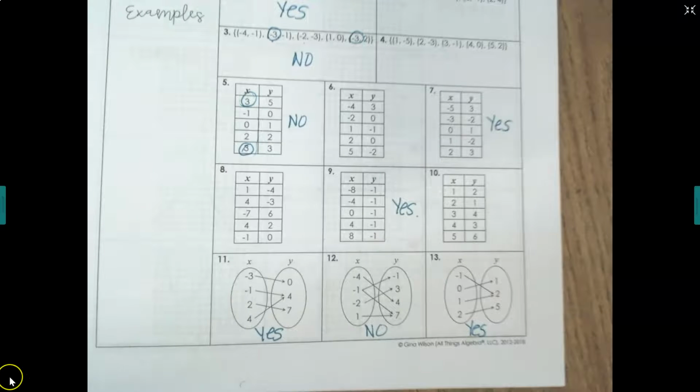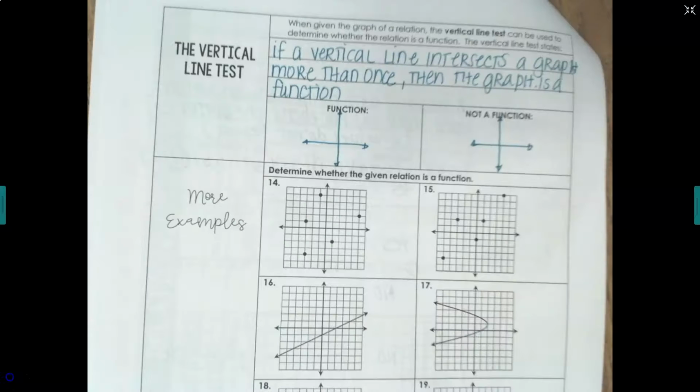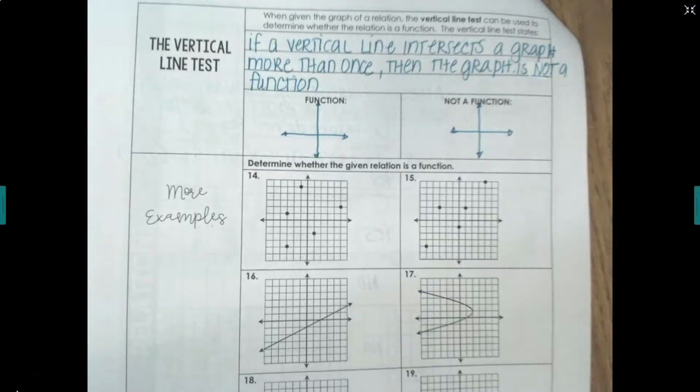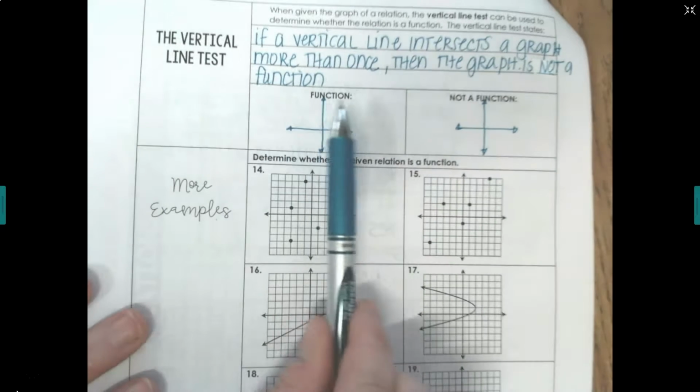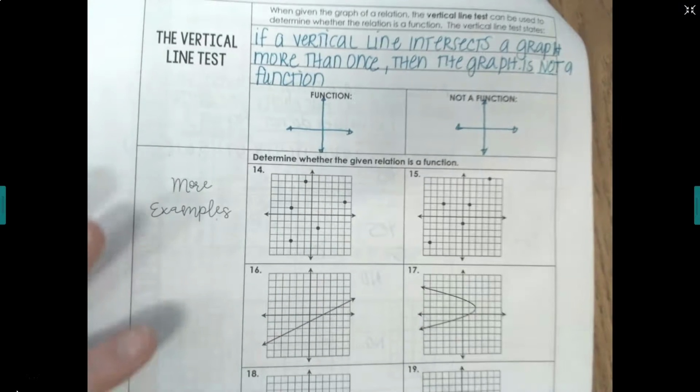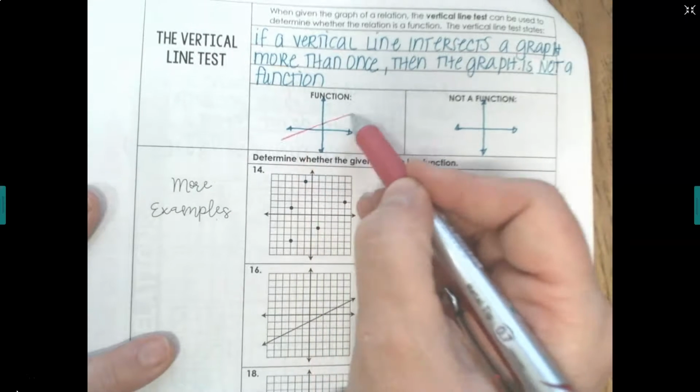All right, let's finish this out by learning about the vertical line test. The vertical line test states that if a vertical line intersects a graph more than once, then the graph is not a function. So you may be told previously to use your pencil as kind of a vertical line to go back and forth to see if it crosses more than once. But I'm going to just draw some lines in to kind of help us see this.